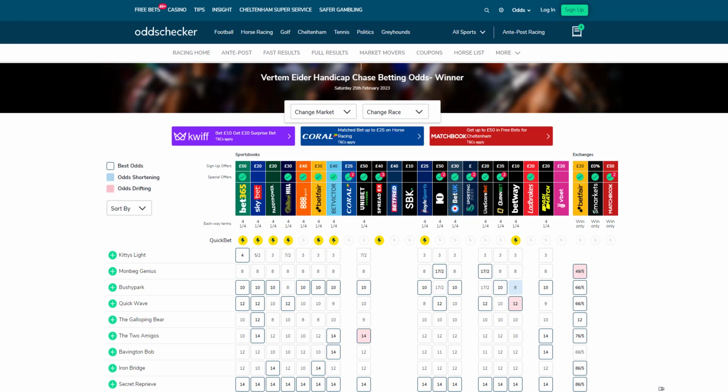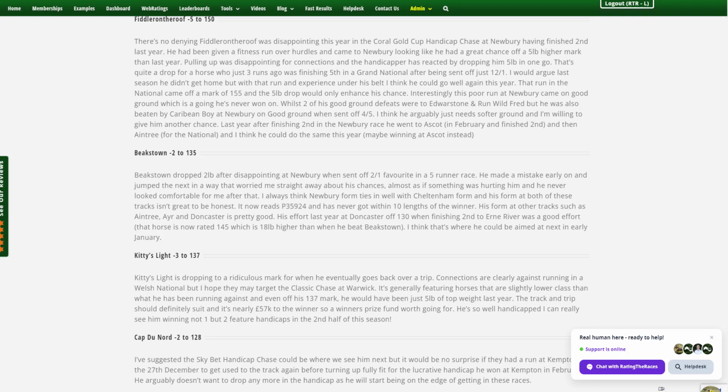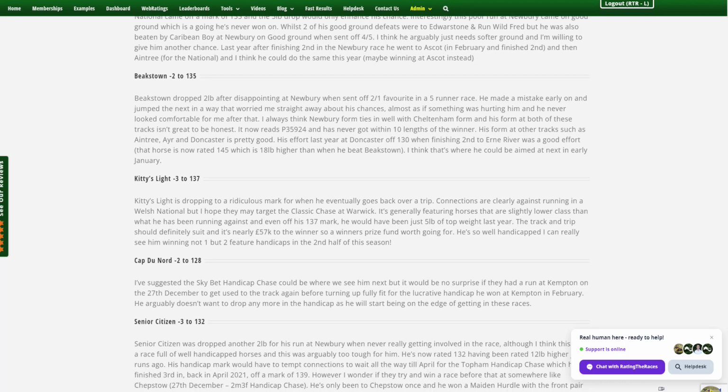That kind of leads me on to another post I made earlier this year, and that was, these are so well handicapped. And I highlighted Fiddler on the Roof. Unfortunately, he's not run since, and he's not going to run until Christmas at least. Beakstown hasn't run since. Kitty's Light, I've said he's so well handicapped, I can really see him winning not one, but two feature handicaps as soon as he gets 3.5 to 4 mile. He gets out of the weekend.